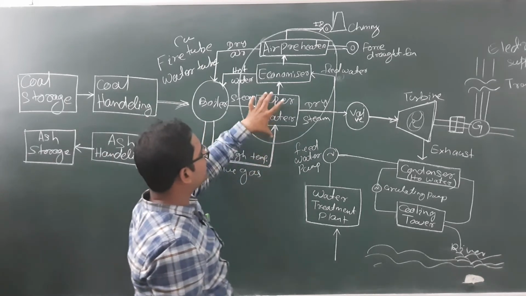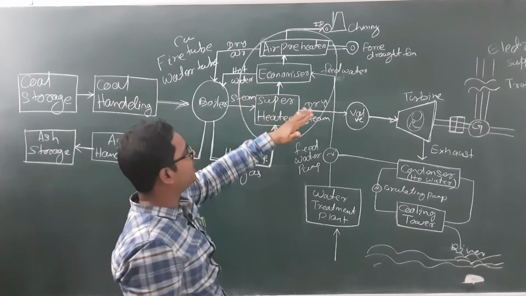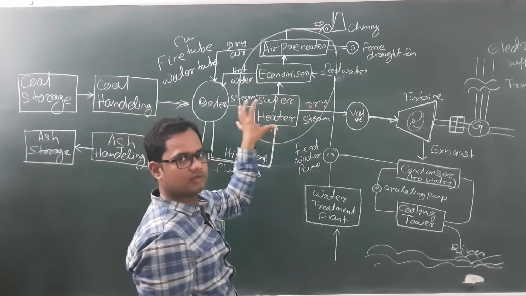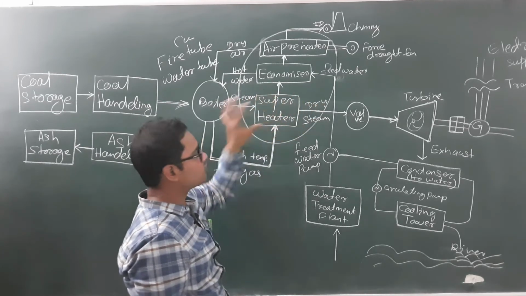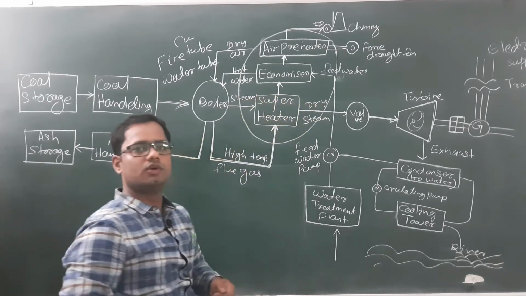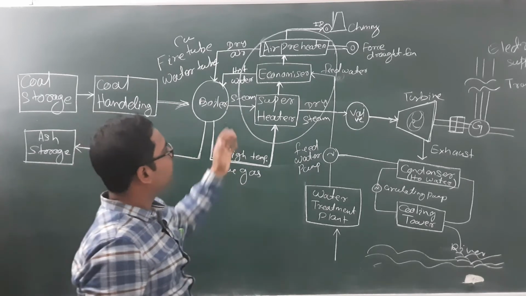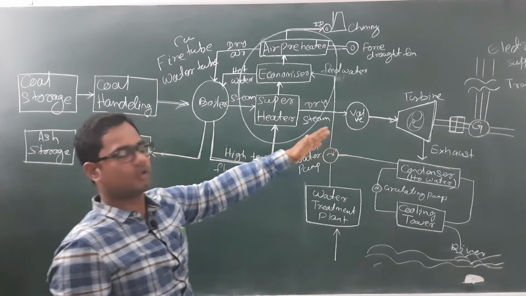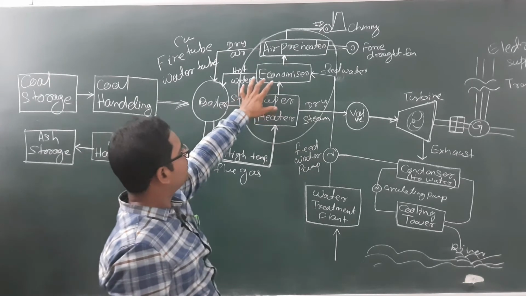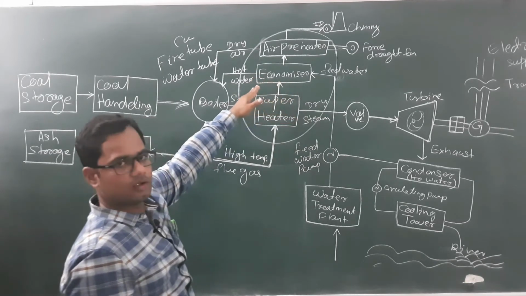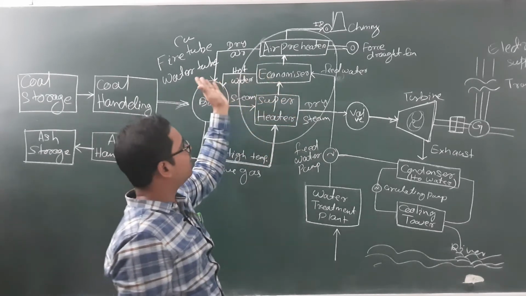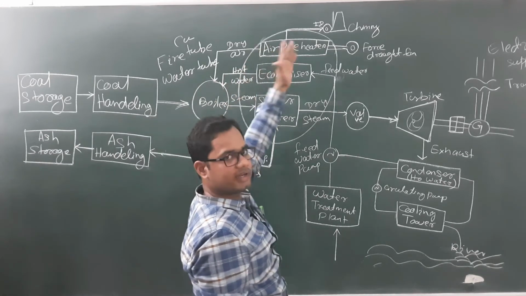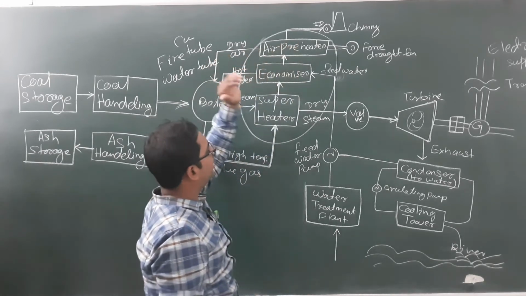That heat will be converted, it will be reduced after your superheater, which gives your dry steam. The function of the superheater is to produce dry steam for better operation of your turbine. Then the economizer will increase the temperature of your feed water. The air preheater will increase the temperature of your feed air.